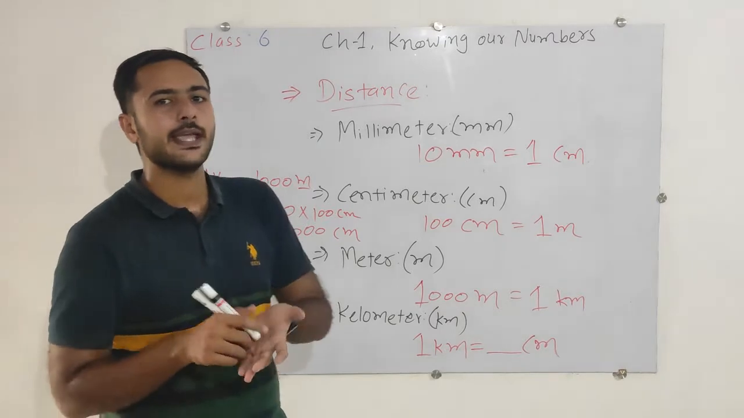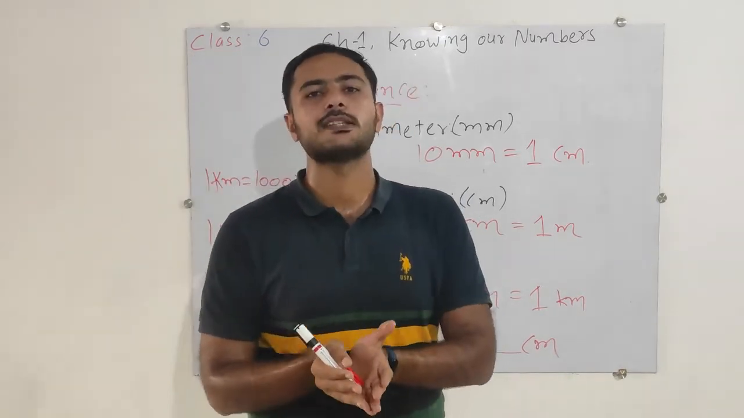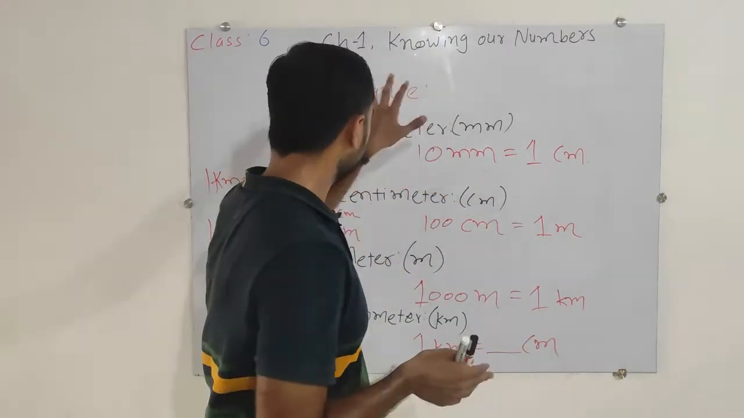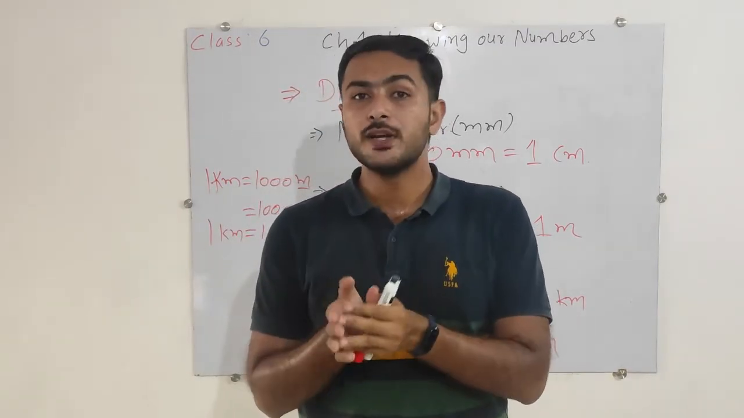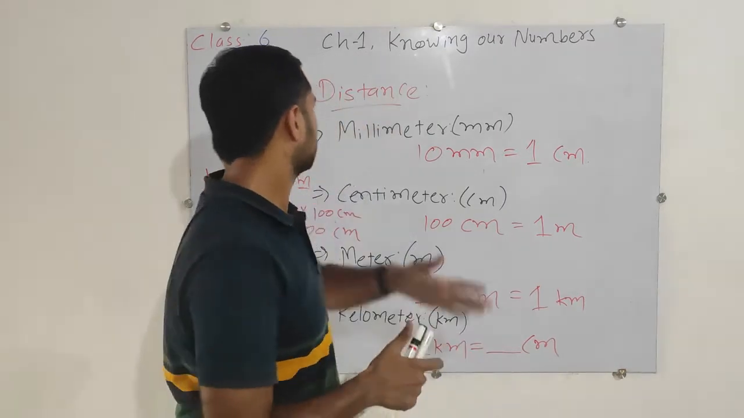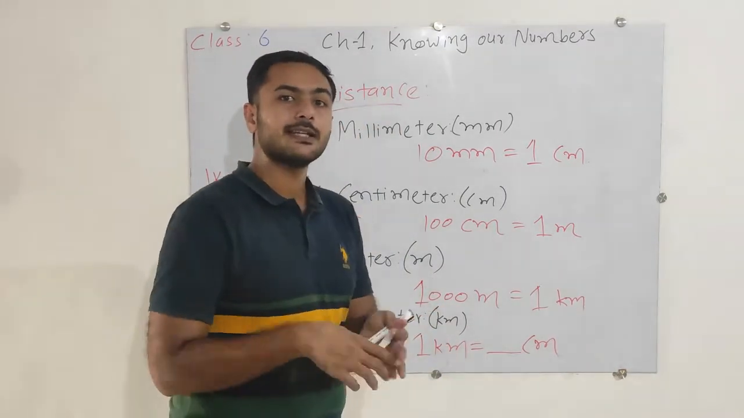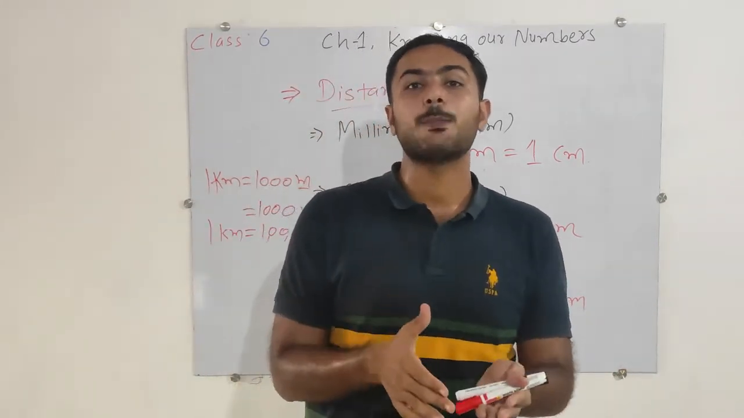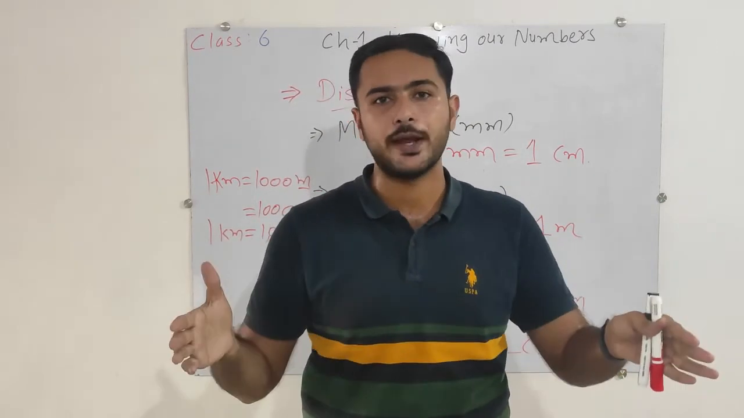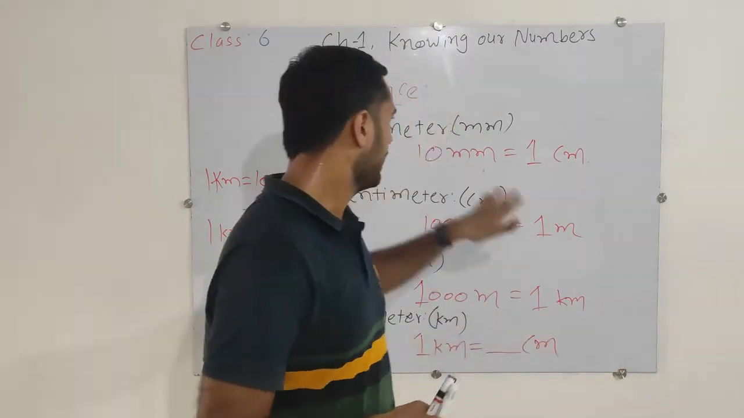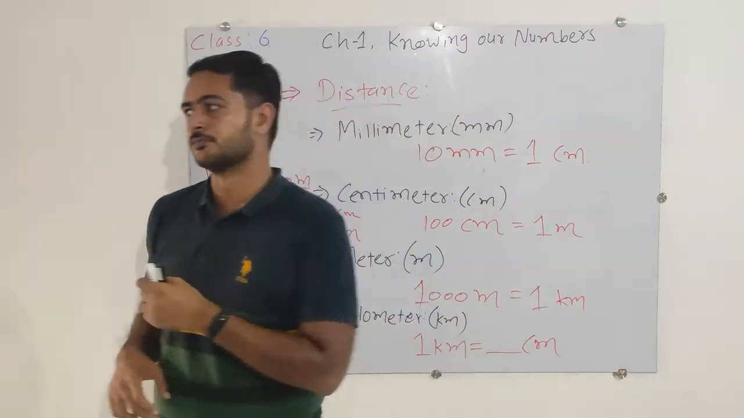This is how we can find the relation between two different units of distance. But always remember that the units should be from the same category, like distance only. We can compare the units of distance, and we can compare the units of weight, but we cannot compare the unit of distance and weight. Now just pause the video and note it down.